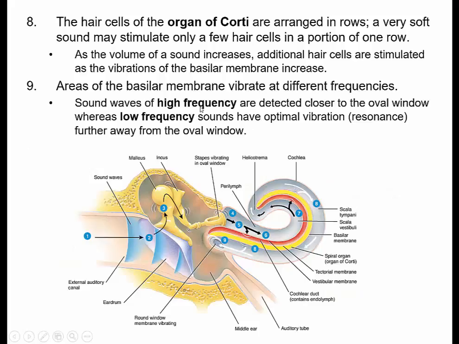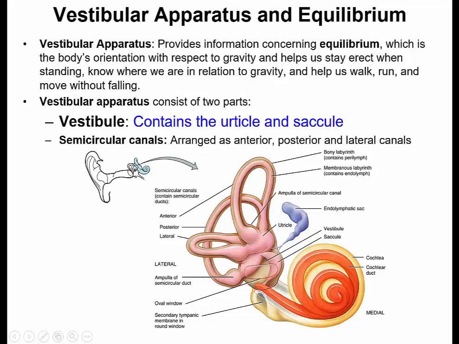If you listen to high frequency sound, it is detected closer to the oval window. Low frequency sounds are detected further away from the oval window. Now when we come back, we're going to talk about the vestibular apparatus and equilibrium.